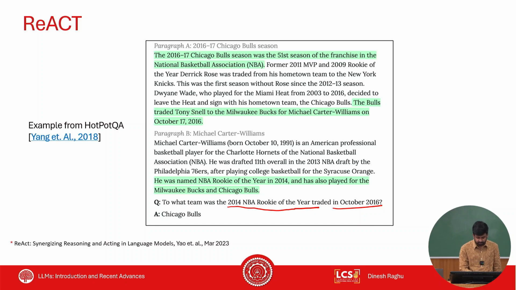So here in the first paragraph, you will be able to figure out that they traded Tony Snell to Milwaukee Bucks for Michael Carter-Williams in 2016. So this document contains the second part of the answer, which talks about who was traded in 2016. And this particular paragraph talks about how the NBA Rookie of the Year was Michael Carter-Williams, and this particular sentence expresses that, right? So this is a really good use case to study how different ways of agentic workflows fare, right?